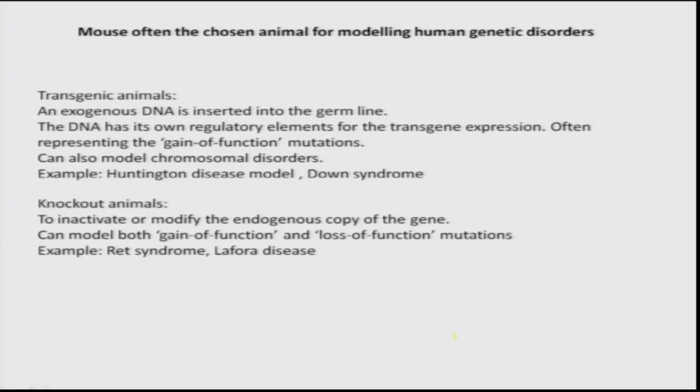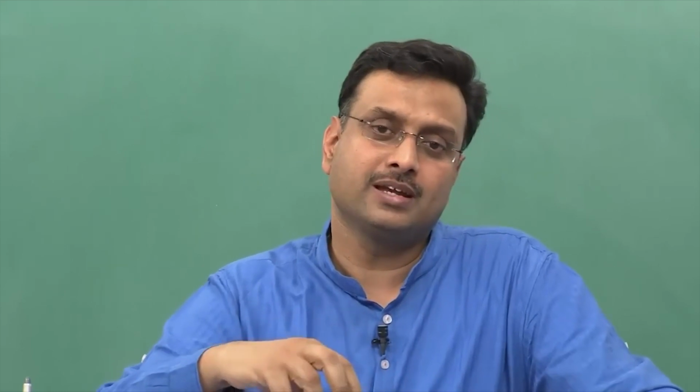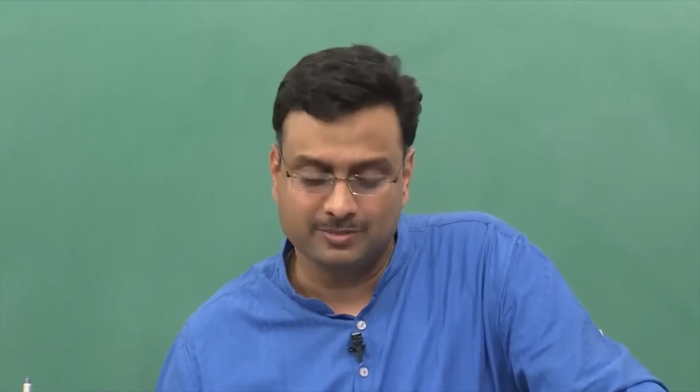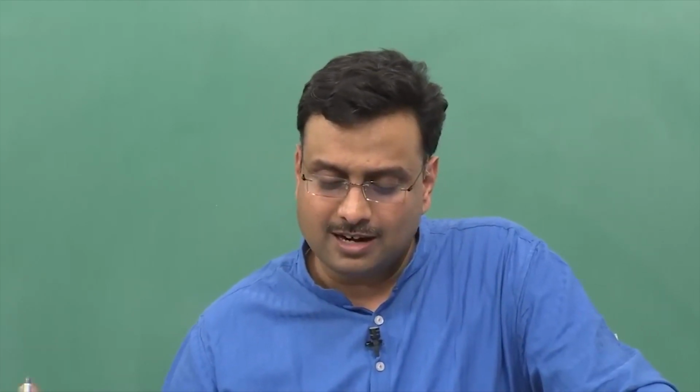These are transmitted via the germ cell, so you can breed them, you can maintain the line. And the DNA has its own regulatory element. So when you put a DNA, it has its own regulatory element, meaning it has its own promoter. So it would tell you where it should express, when it should express, what should be the quantity of expression, and so on. And that drives the expression.